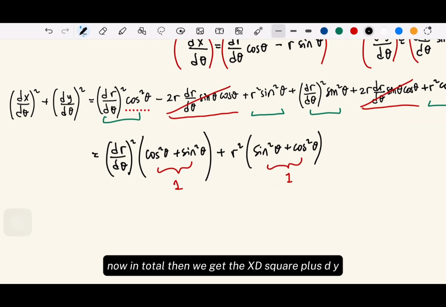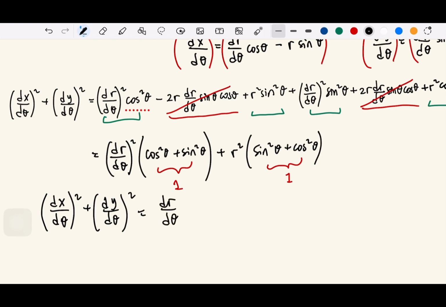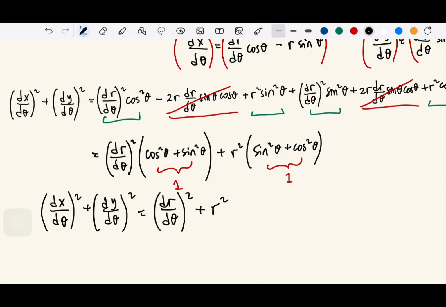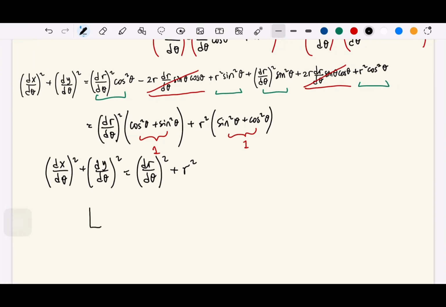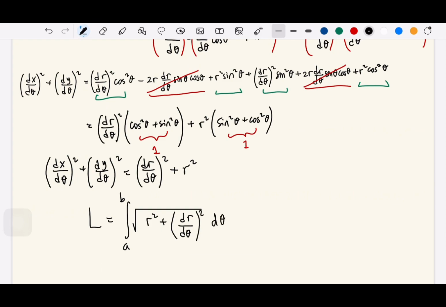Now in total, then we get dx d theta squared plus dy d theta squared is equal to dr d theta squared plus r squared. Okay, we get these expressions. So the arc length now is from A to B of square root of r squared plus dr d theta squared d theta, and that's it.